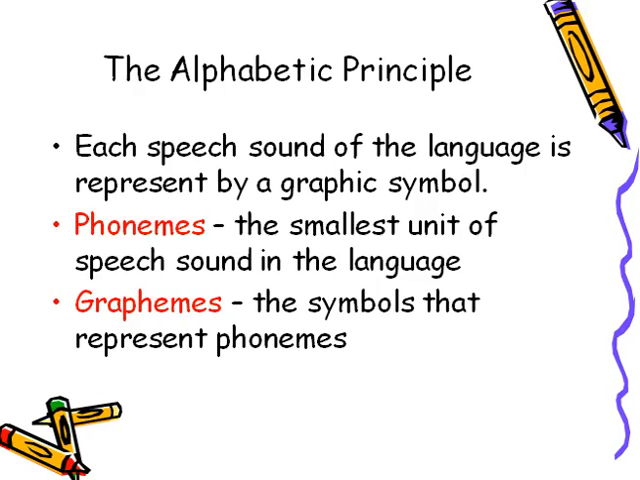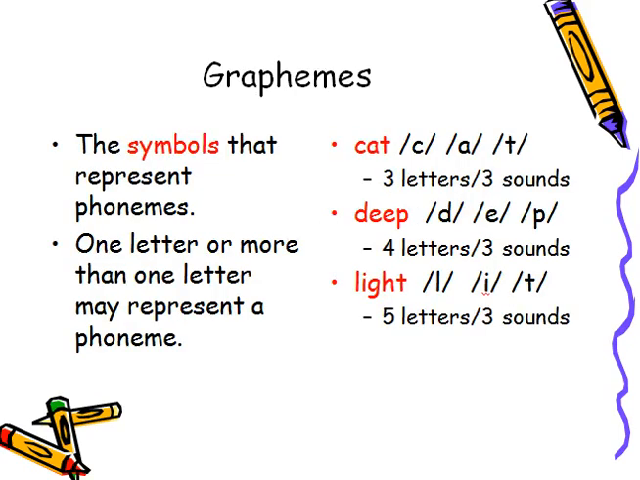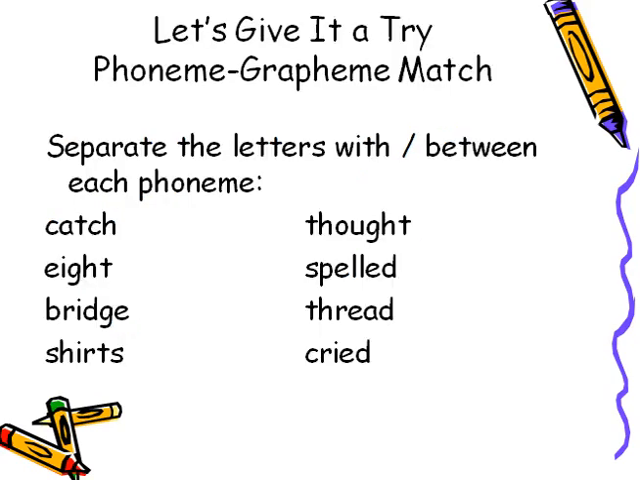The alphabetic principle hinges on two components, phonemes and graphemes. One confusing part about our language, as we have said before, is that multiple letters can be used to represent a single sound. Say each word and listen for the different sounds within that word. Then place slash marks to separate the graphemes that represent each sound. Use the next slide to check your work.